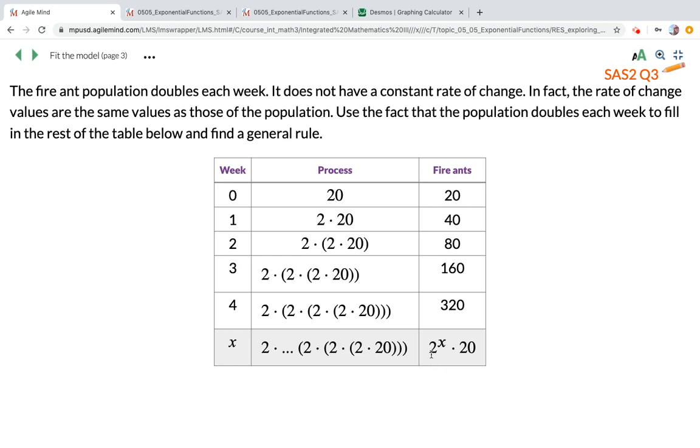So I can rewrite that as an exponent, so 2 to the x power. And this is why that constant multiplier gives us an exponential equation. My x literally went right into the exponent.